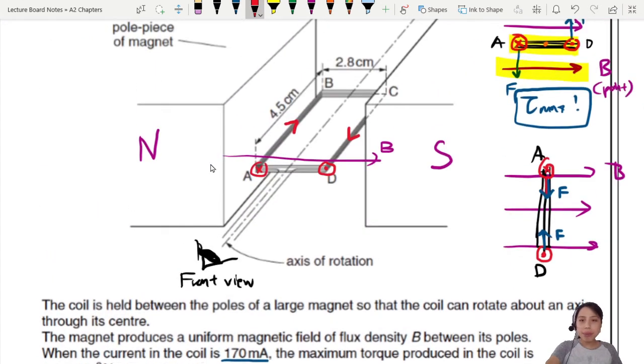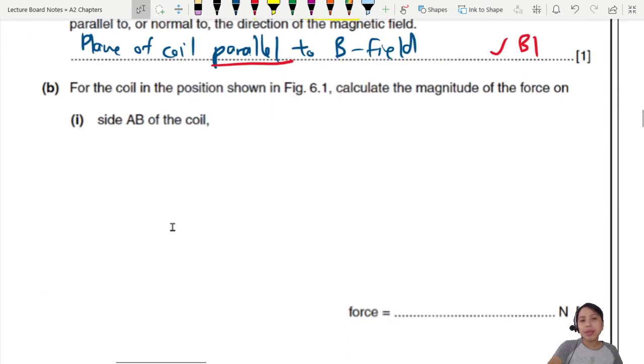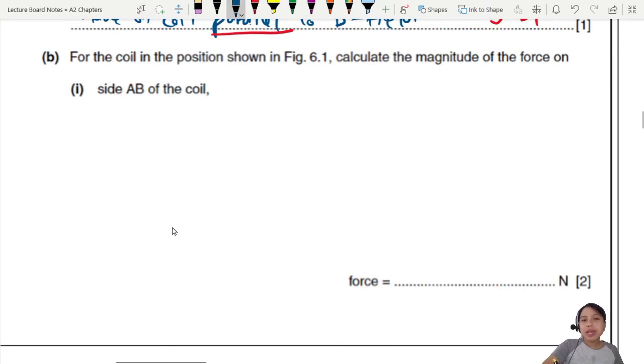Where is AB? Oh, AB is here. This part. So what is the force acting on side AB? How can we calculate it? Force on conductor. Maybe some of you say, Miss, we learned before, right? F equals to BIL sine theta. Okay, let's try and see. BIL sine theta, we can find or not. So let's find force on AB.